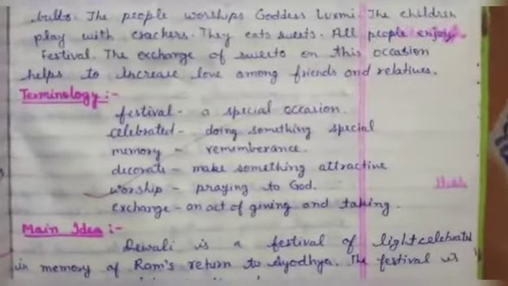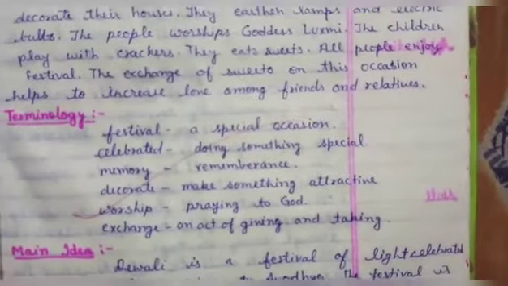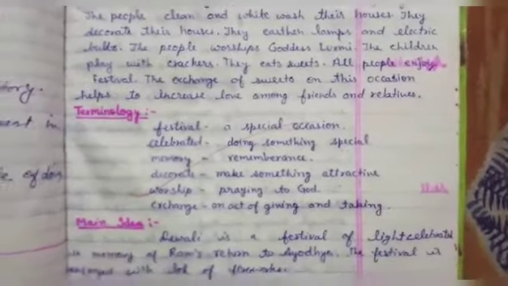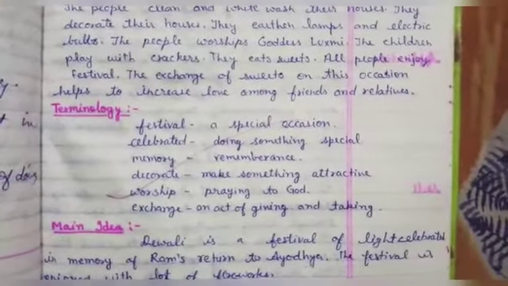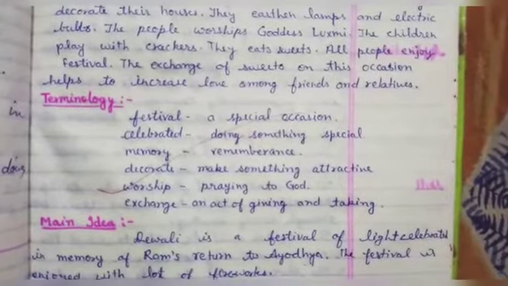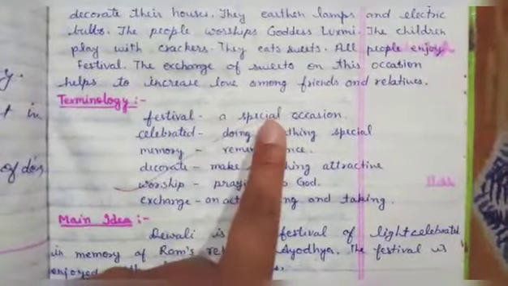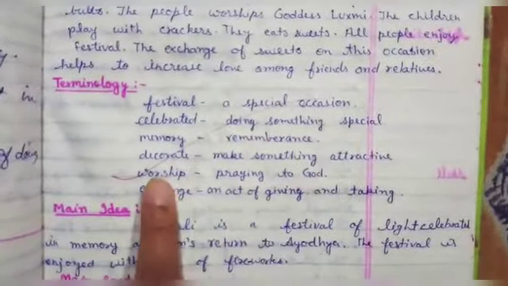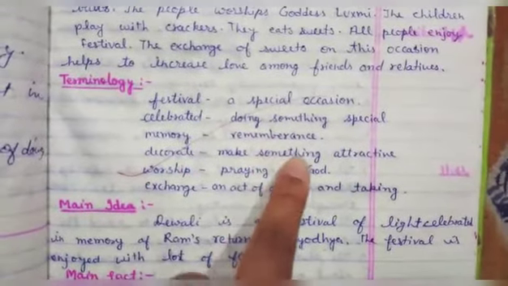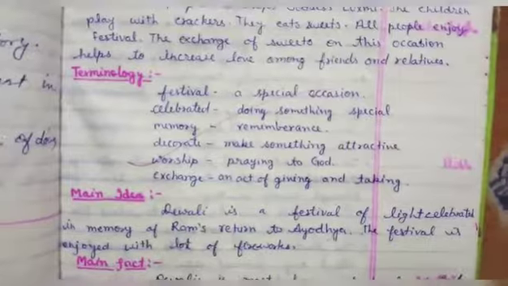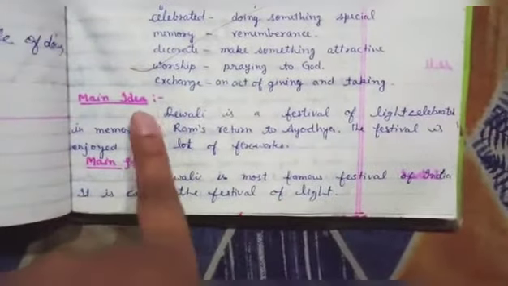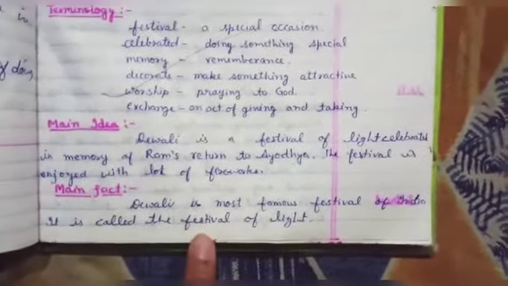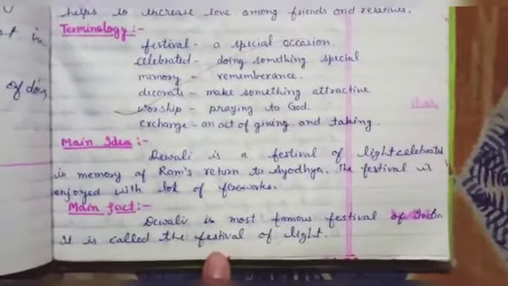Then we have the terminology. Terminology is the meaning of words that are used in our essay in the content analysis, which can be difficult for the students to understand. For example, festival, which is a special occasion; celebrated, which means doing something special; decorate, which means making something attractive, etc. Then we have the main idea, and then we have the main fact.